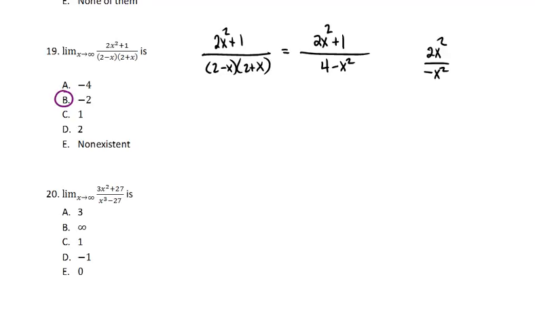In problem number 20, we again have a limit as x approaches infinity, (3x squared plus 27) over (x cubed minus 27). We're only looking at the leading terms, or the degree of the numerator and denominator. Since the denominator has a higher degree, the limit will always be 0. You have x cubed in the denominator, x squared in the numerator, so that limit will always be 0. And we'll continue in the next video.